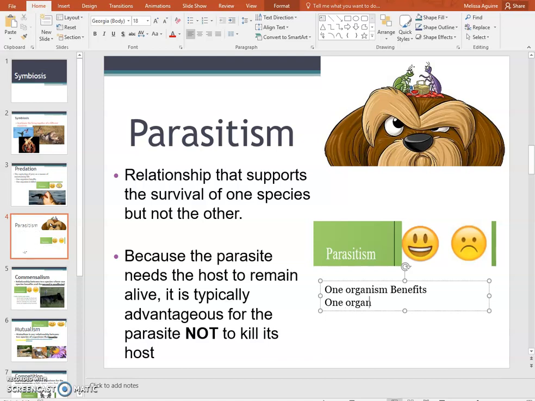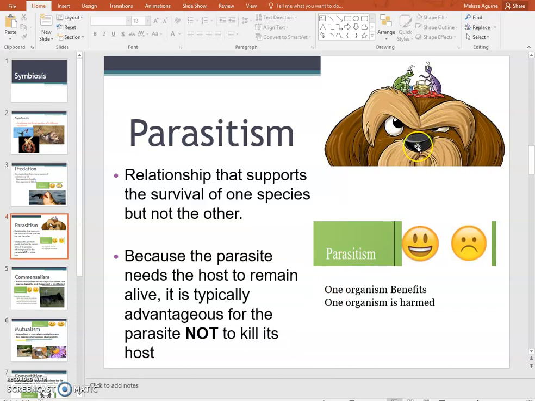One organism is harmed. Okay, so in this scenario, there's several different examples, but you have a dog and you have some fleas. Fleas can typically live on a dog, suck the blood from a dog, but it doesn't necessarily kill the dog. So that's a type of relationship that they have.